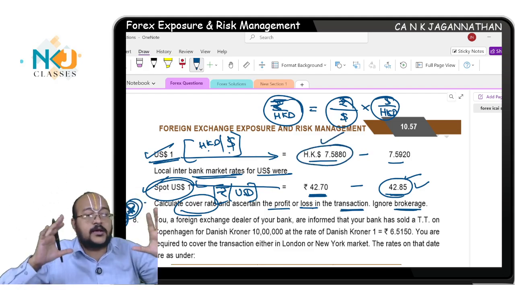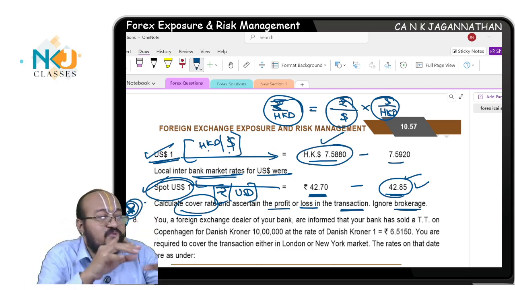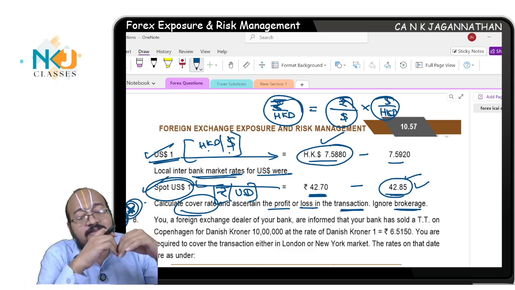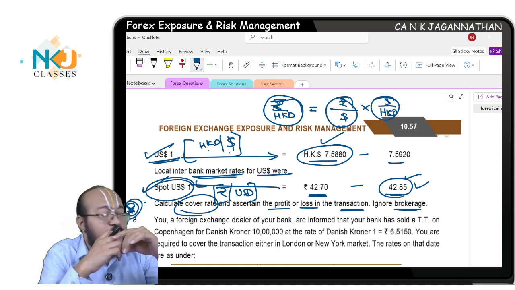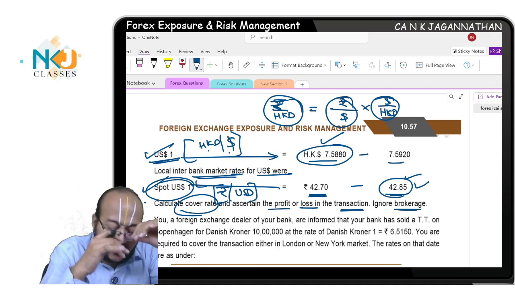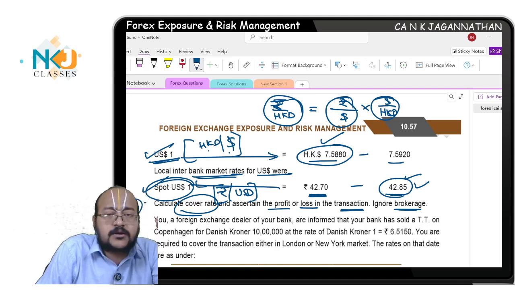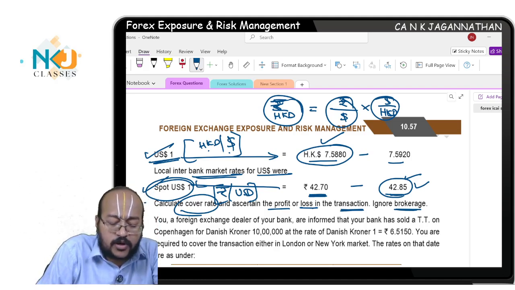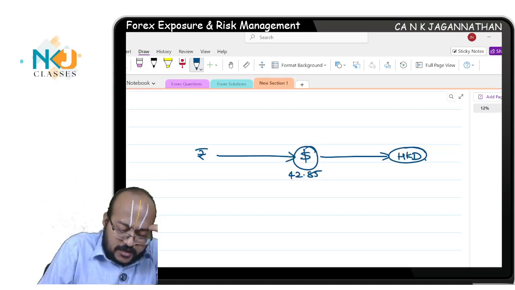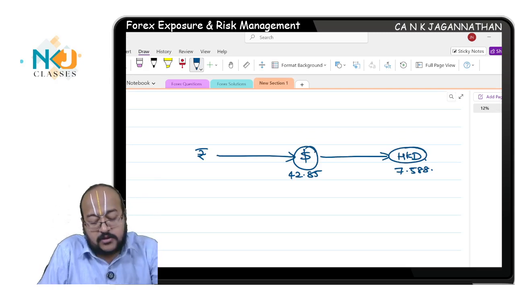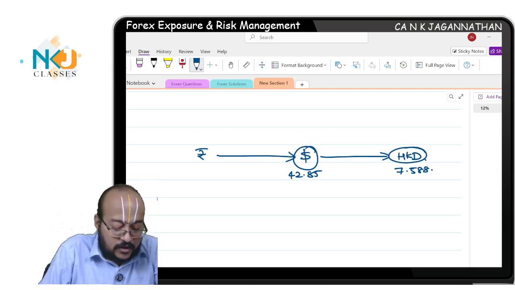Okay, you are a dealer. A dealer will always pay you less when you sell and will always ask you more when you try to buy the foreign currency. This is what happens. So the Hong Kong interbank bid rate will be used, 7.588 will be used. Are you listening? Like this you will convert.